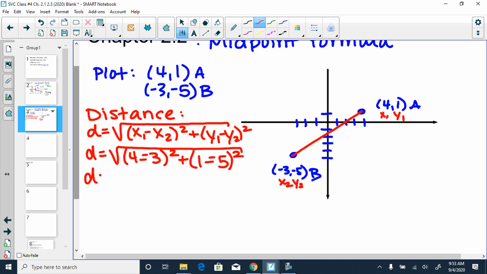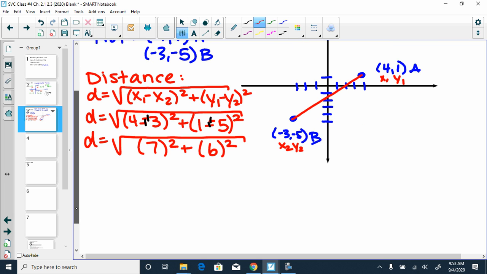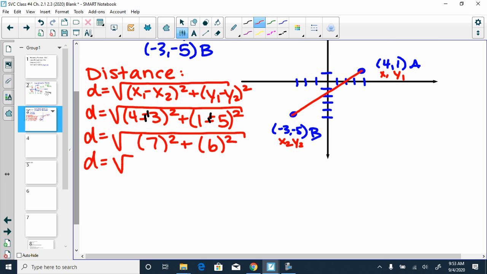And if I do the math in the parentheses first, both of these have double minuses, so they are going to be pluses. You end up with 7 squared, and you end up with 6 squared. So exponents come next. So 7 squared is 49, plus 6 squared is 36. And if I add that together, I end up with a square root of 85.